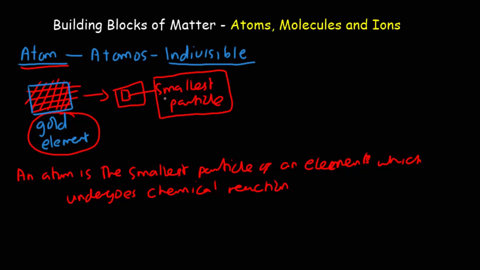Now, an atom, like I said, retains the property of an element. Because the atom is taken from the element, every property of the element will be exhibited by the atom. And so the atom will retain the original properties of the element. So that is what an atom is.